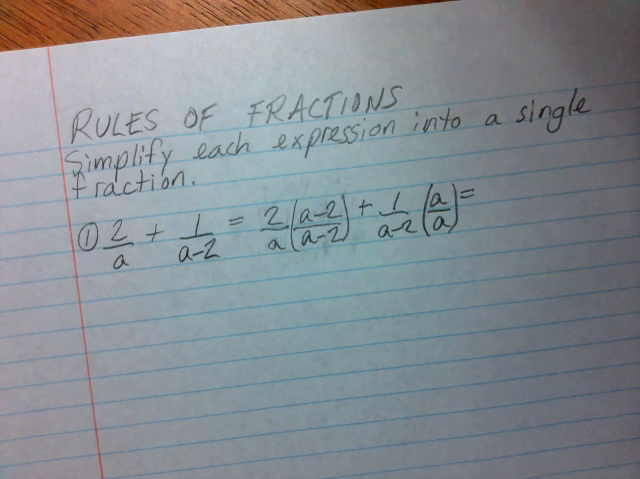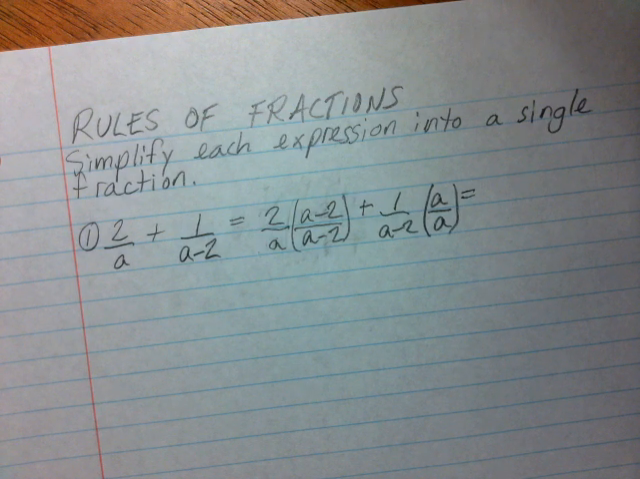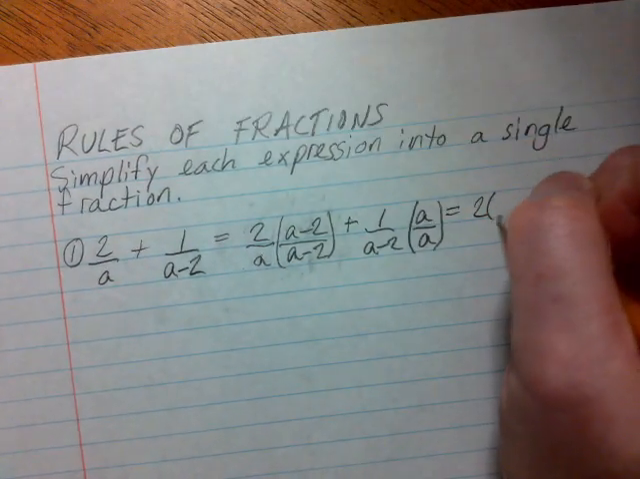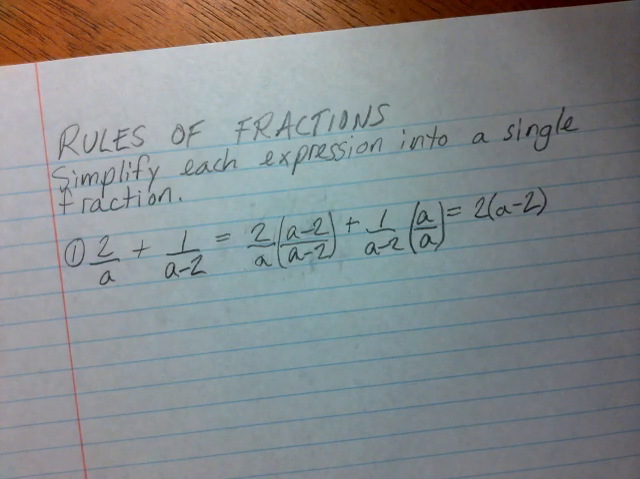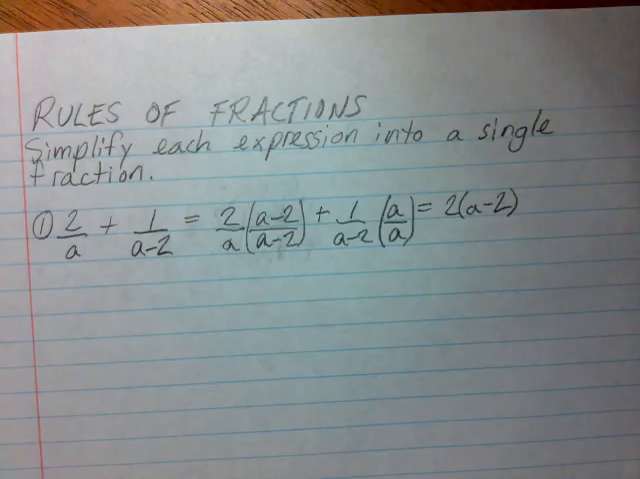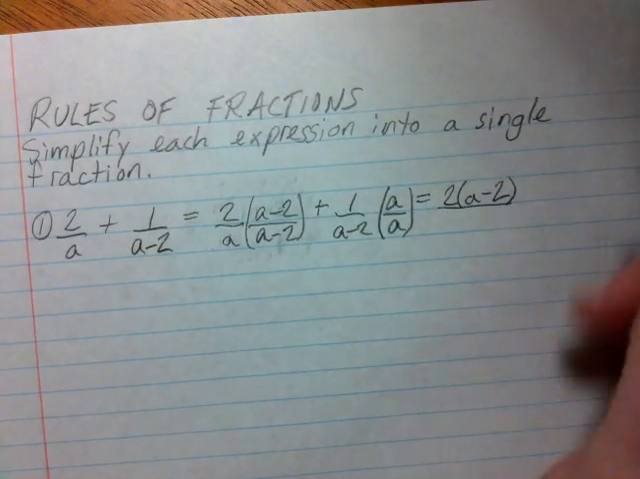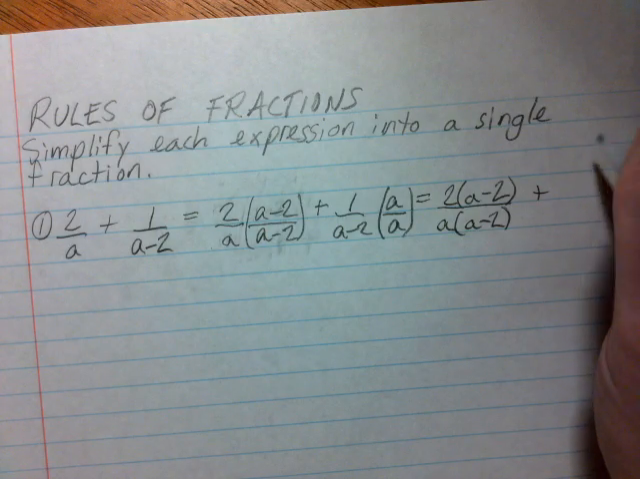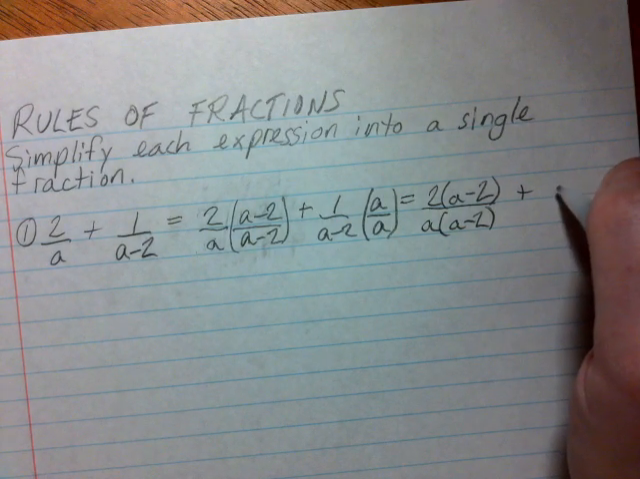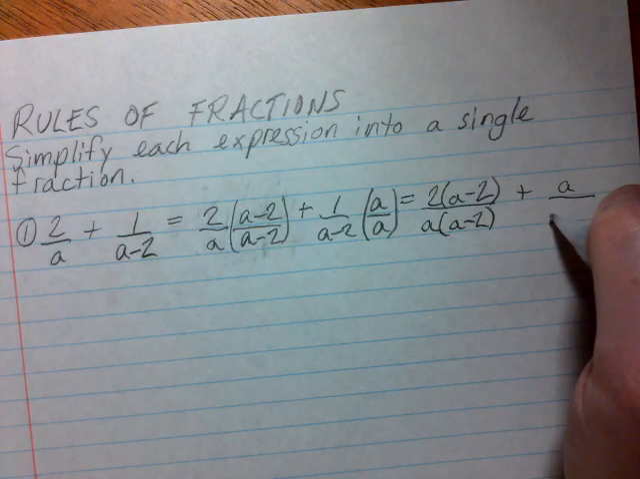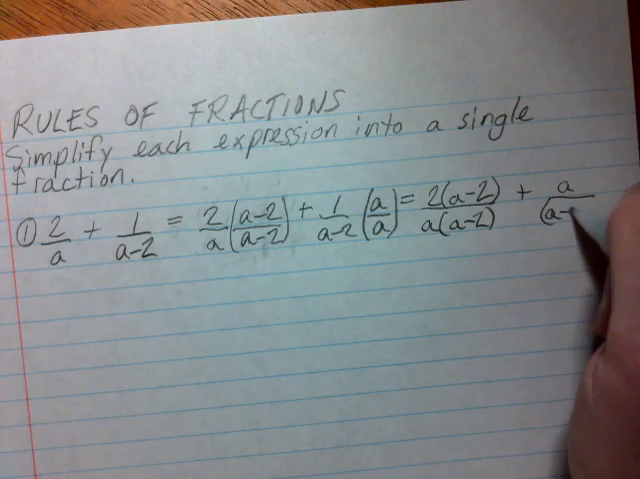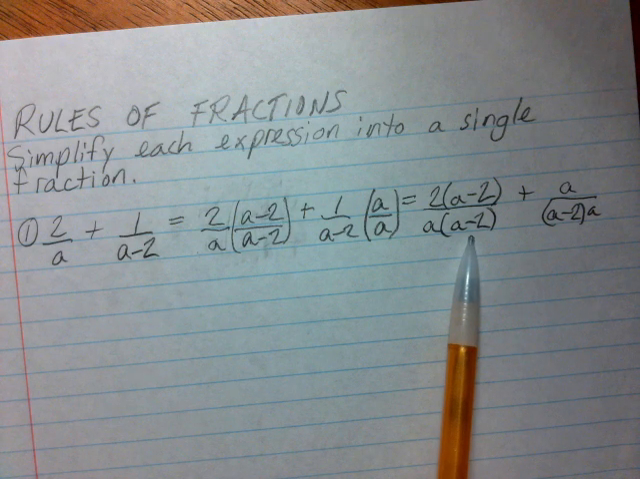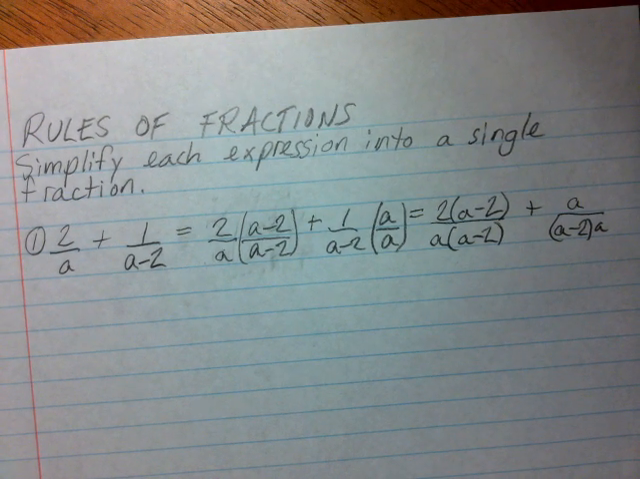When you're multiplying fraction times fraction, you do top times top and bottom times bottom. So on this one, I have 2 times a minus 2. I'm not going to expand it just yet. I never expand or distribute things unless I have to. And this is over a times a minus 2. In the second fraction, I have 1 times a, which is just a, over a minus 2 times a. So these denominators are the same. I just have the factors in a different order, but multiplication is commutative, so that's fine.